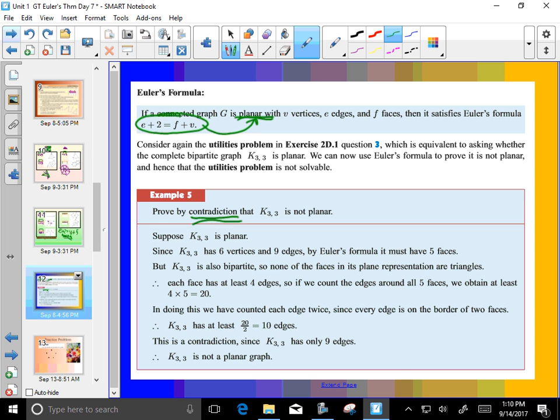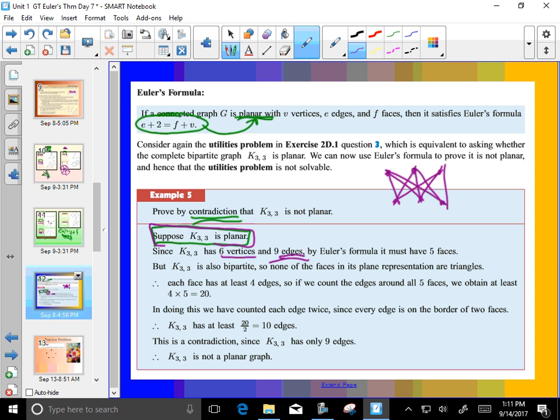Okay? So if I want to prove that, well, I can't think of any really good examples, but by contradiction, you're going to prove the opposite. So we're going to prove that this is not planar, so we're going to suppose it is planar. Okay? So if we have a bipartite with 3 and 3, how many vertices is that? 6. And then if it's complete bipartite, how many edges will that be?